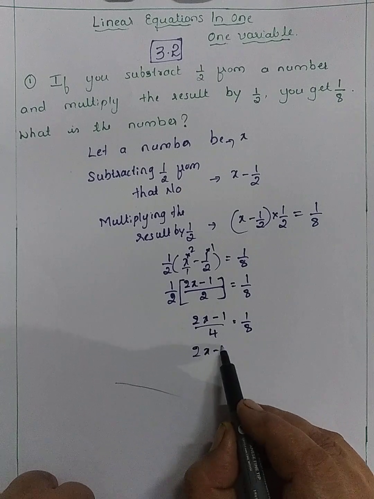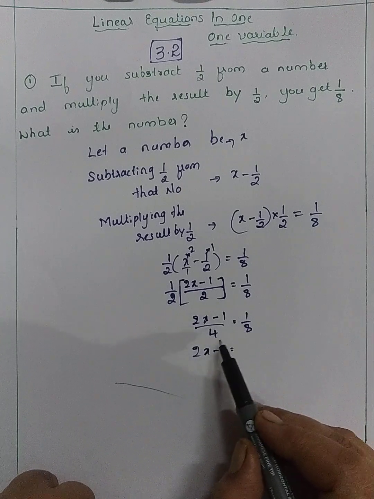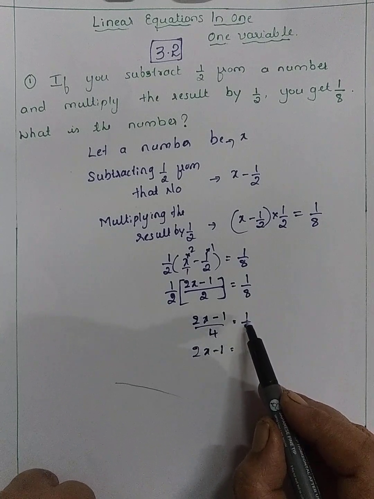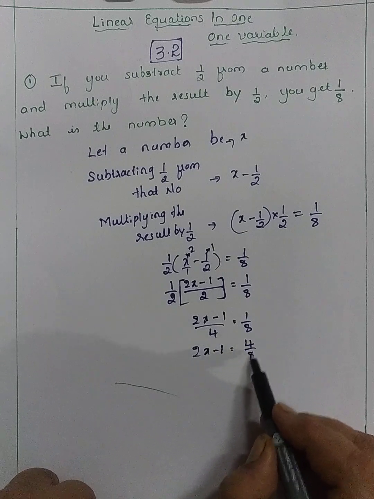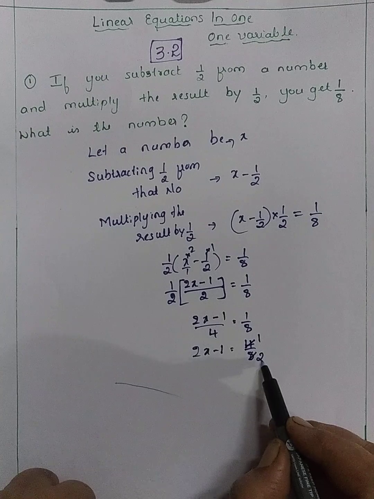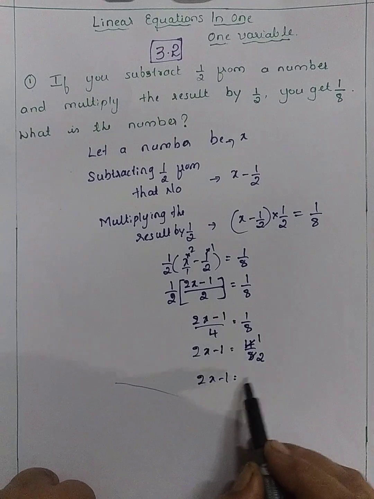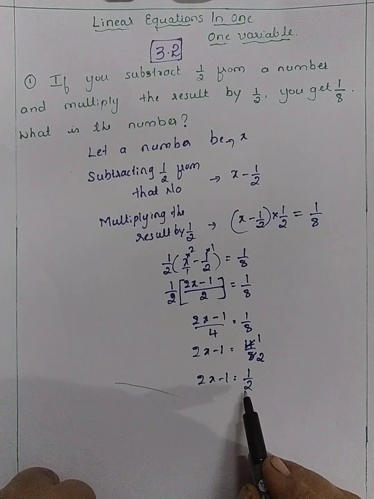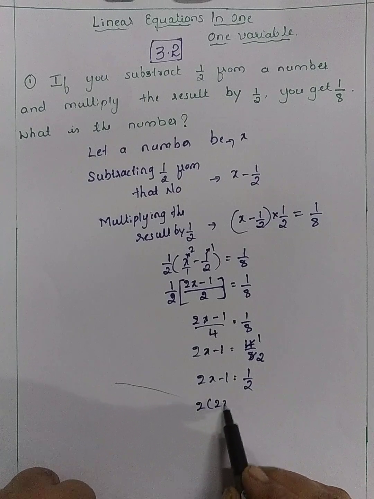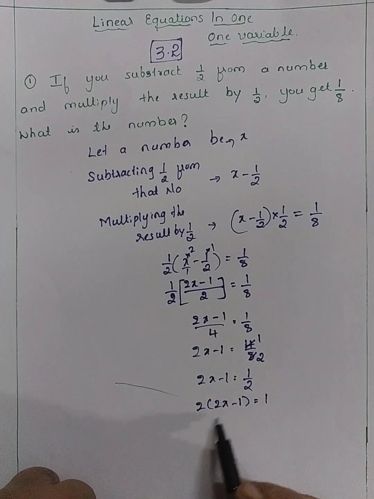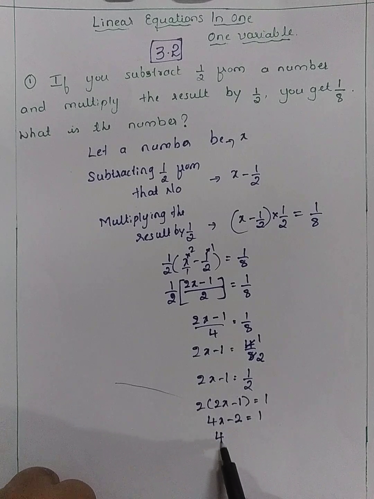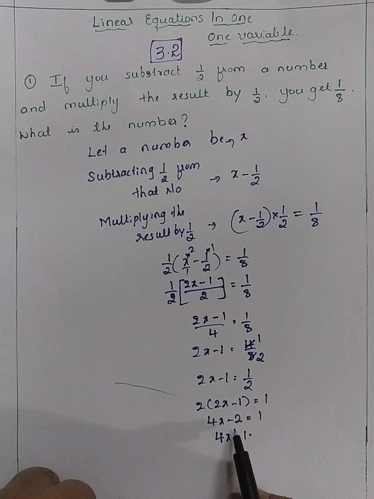Next step is 2x minus 1. So you cross multiply, which means 4 you take to the numerator on the RHS. That is 4 by 8. Now you simplify: 4 ones are 4, 4 twos are 8. That is 2x minus 1 equal to 1 by 2. Again you cross multiply here. That is 2 into 2x minus 1 equal to 1. That is 4x, 2 into 2x is 4x. 2 into minus 1, minus 2, equal to 1.